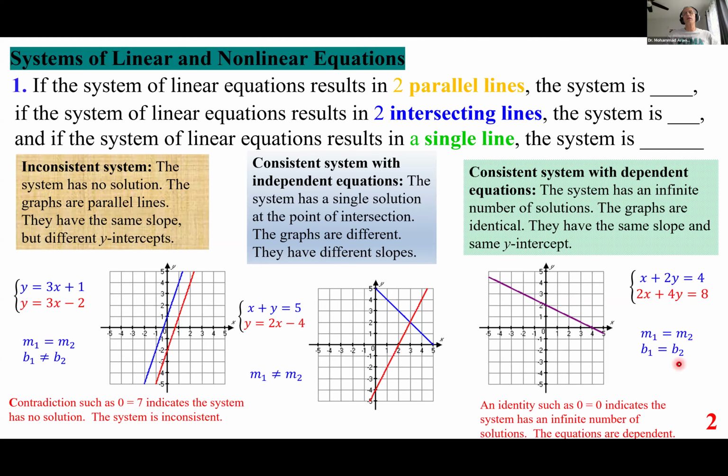And if you were to solve it by any method, an identity such as 0 equals 0 indicates the system has an infinite number of solutions. The equations are dependent.